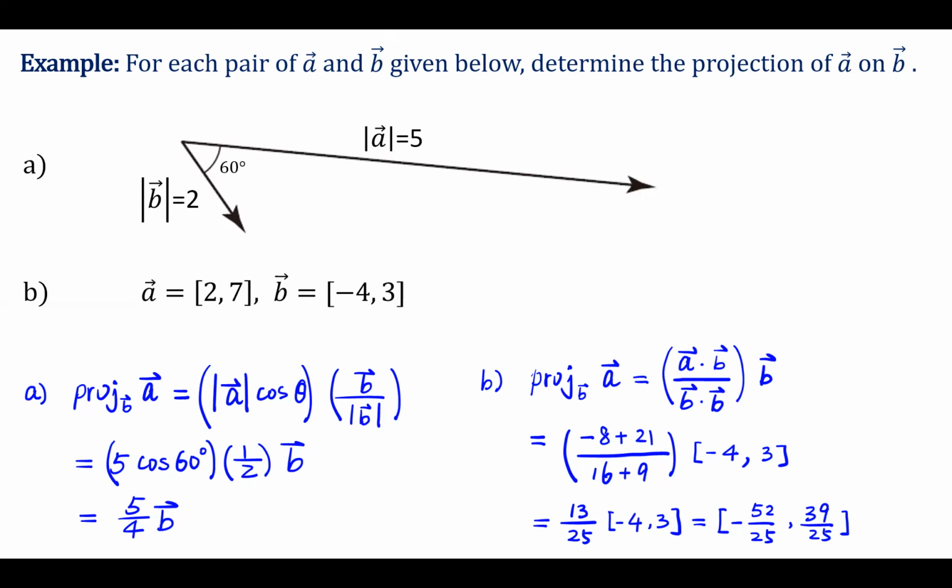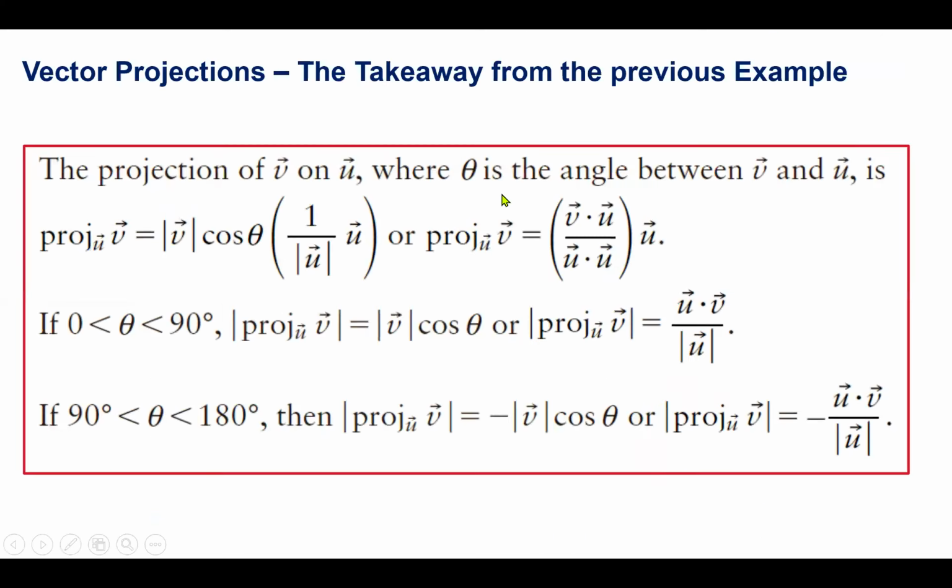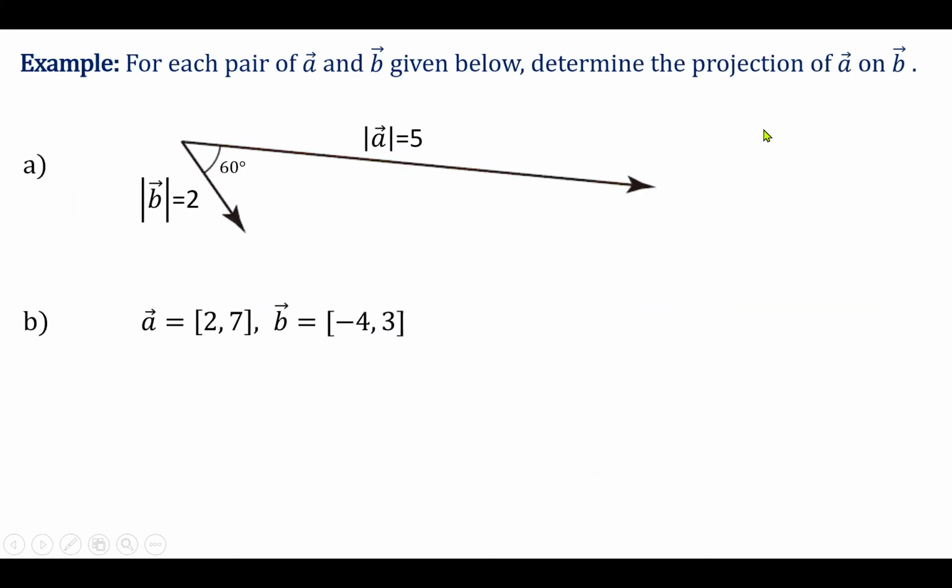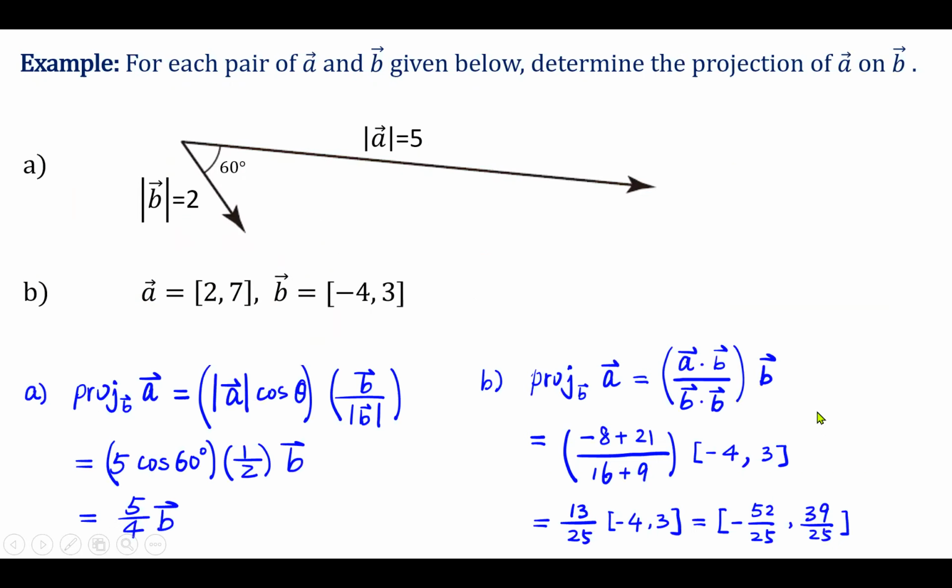In question B, we don't know the angle between the two vectors, but we do know the components for vector A and vector B, right? So this time we can consider using the second formula. Note that in the second formula, there is no cosine theta, but instead we're going to use the dot product between the two vectors and the vector u, or in this case, vector B, right? So the projection of vector A on vector B is given by the dot product between vector A and B over the dot product of vector B with itself times vector B. Again, put all the values in. That gives us negative 52 over 25 and 39 over 25.